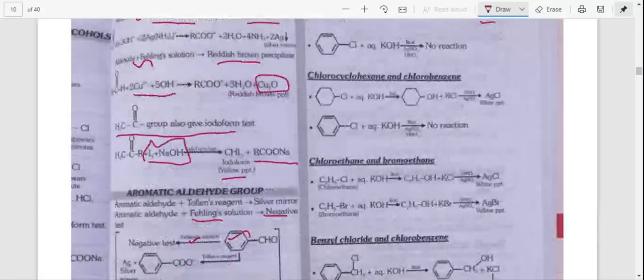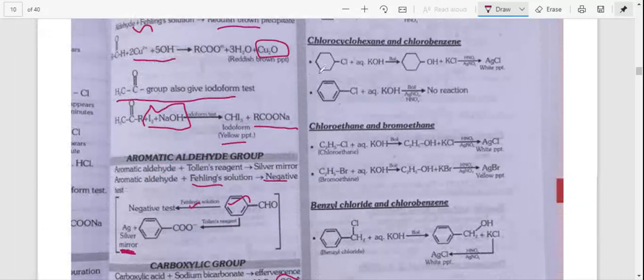Next, chlorocyclohexane and chlorobenzene. Chlorocyclohexane is a ring alkane compound attached to chlorine. Plus aqueous KOH, when we boil it, it will give the alcohol, cyclohexanol, and again KCl. When reacted with HNO3 and AgNO3, it will give AgCl, a white precipitate. And we already know that chlorobenzene, when reacted with aqueous KOH, gives no reaction.